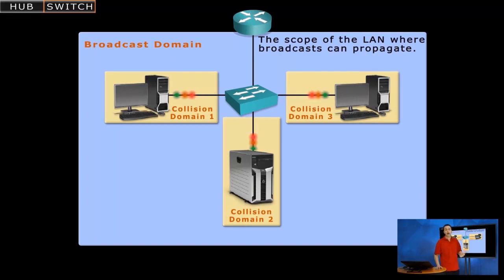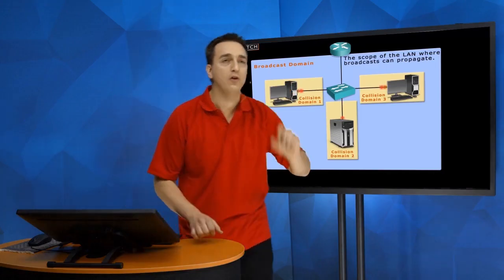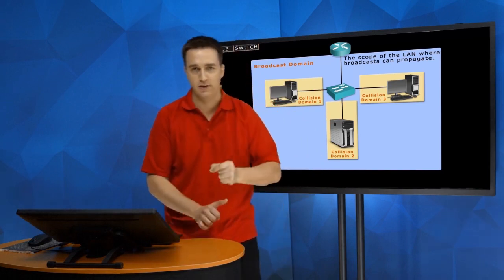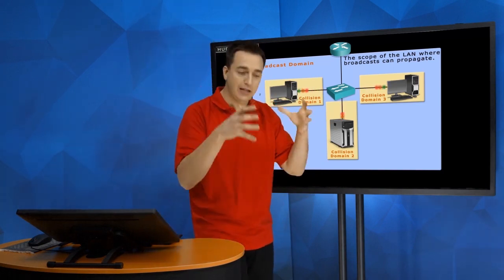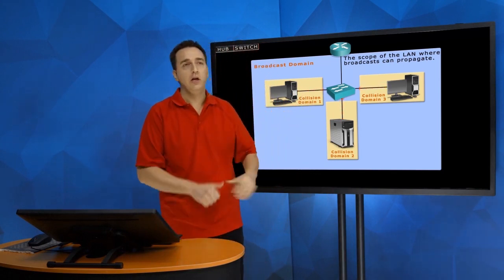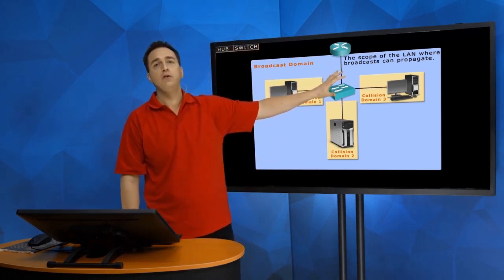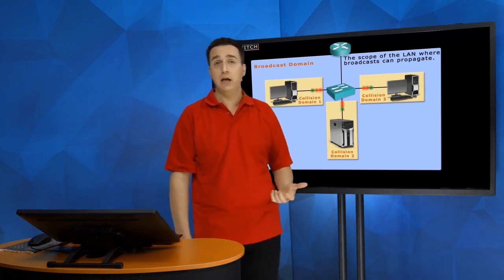So what is a broadcast? A broadcast is when a device blurts out information to absolutely everybody. So if I have a PC that wants to talk to everybody inside the local area network, it sends a broadcast out. And that broadcast is going to go to absolutely everybody. But the broadcast will never ever cross a router interface. Your broadcast will never leave your local area network, right? It's designed to stay in your local area network, to talk to everybody in your local area network. So the router defines the scope of the local area network where your broadcast can propagate.